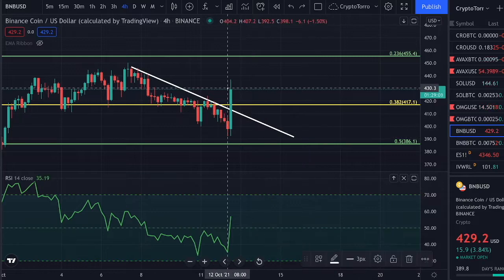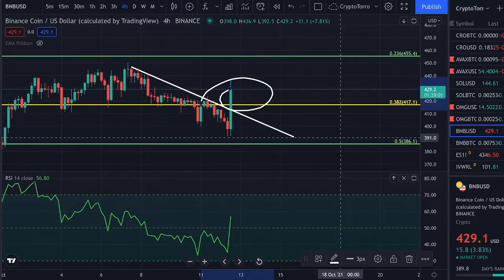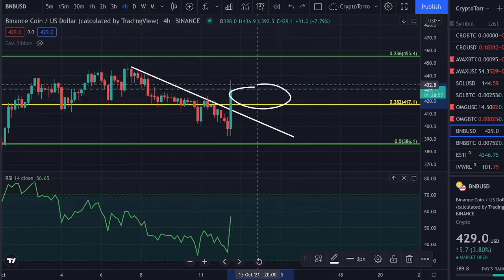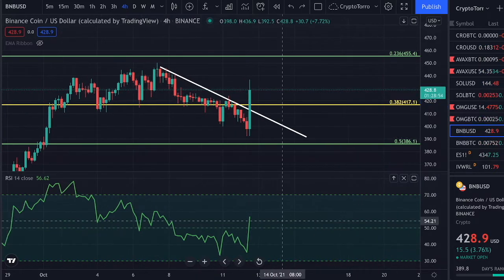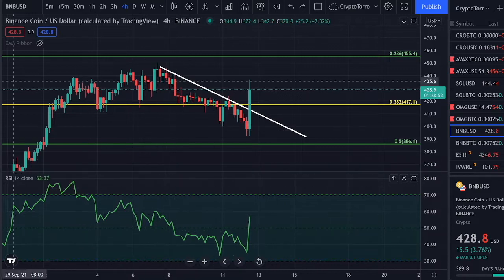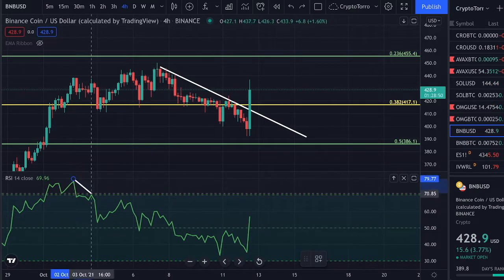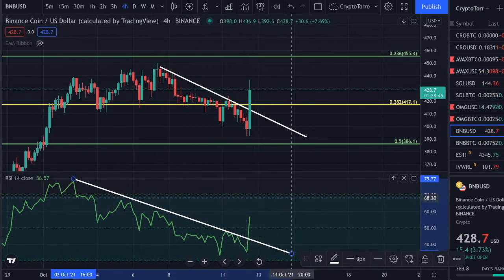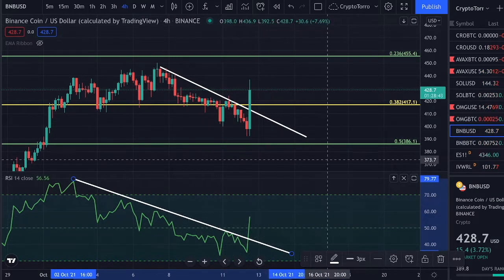So we would like to see this candle close above the 0.382, but also the next 4-hourly candle, we would like to see that one closing above the 0.382 as well. Clearly on the 4-hourly time frame, amazing, we are breaking out of this downtrend as well, so we still have a long potential run up to go towards the upside.